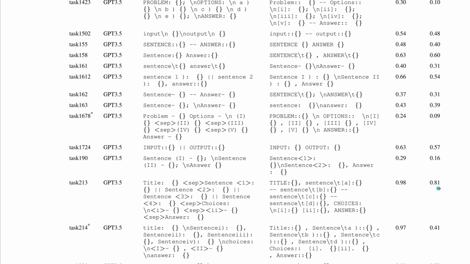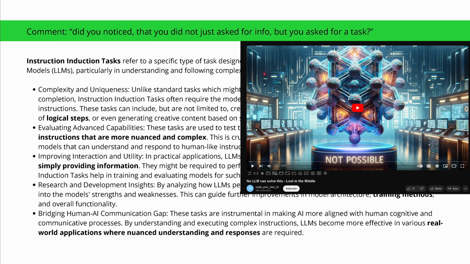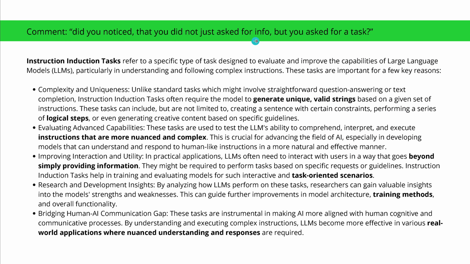And yeah, one of my viewers wrote a comment asking, hey, did you notice that you did not just ask for the information in your last video, but you asked for a task to be performed in the middle of your sequence? Yes, I constructed this test. Yes, I know that I put in there an instruction. And we call this an instruction induction task. There's a special reason why I did it. It refers to a specific type of task designed to evaluate and improve the capabilities of our LLMs, in particular in understanding and following more complex instructions. And this is an important task for different reasons.